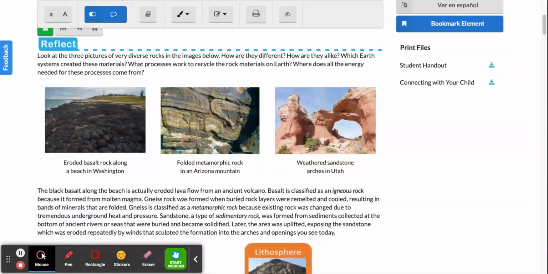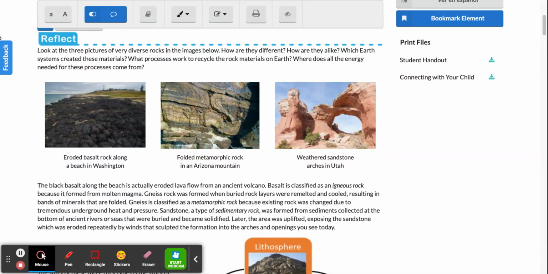Look at the three pictures of very diverse rocks in the images below. How are they different? How are they alike? Which Earth systems created these materials? What processes work to recycle the rock materials on Earth? Where does all the energy needed for these processes come from?